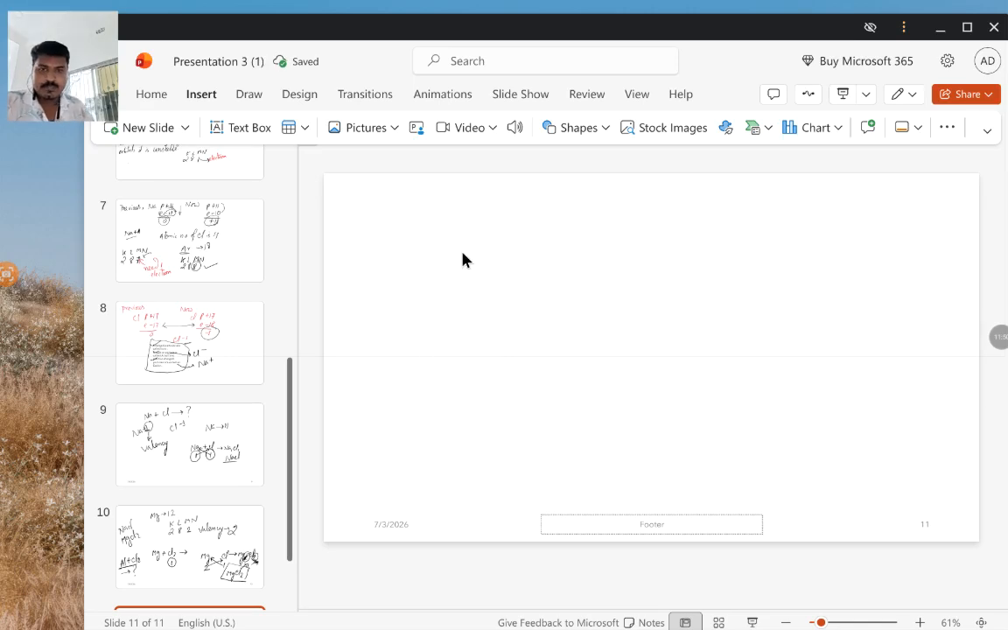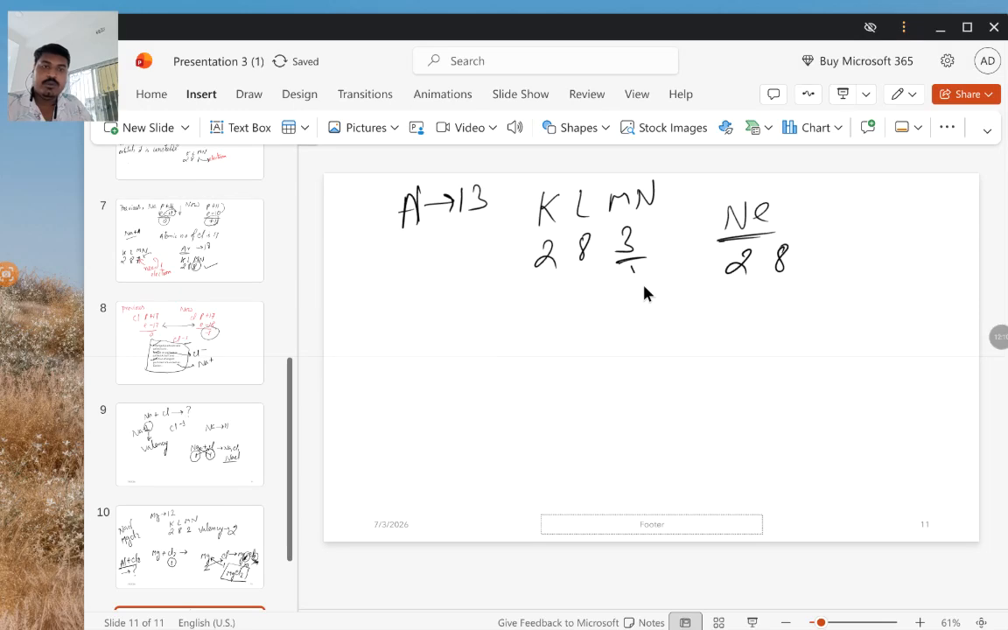Aluminium atomic number 13. You can write K, L, M, N: 2, 8, 3. Aluminium wants to get the structure like neon, because the nearest noble gas structure is 2, 8. So 3 electrons are very, very strong. It will emit 3, and it becomes plus 3. So the valency of aluminium becomes 3.